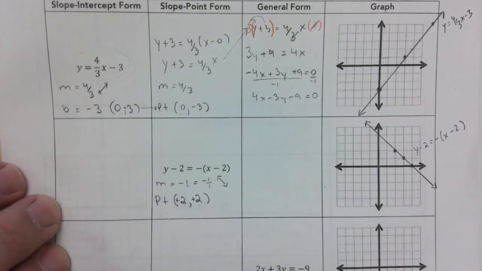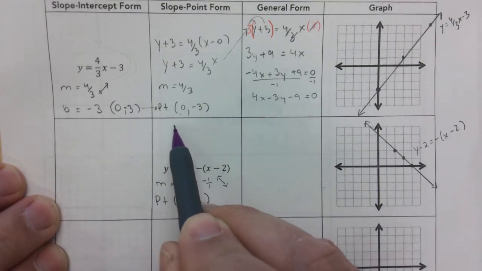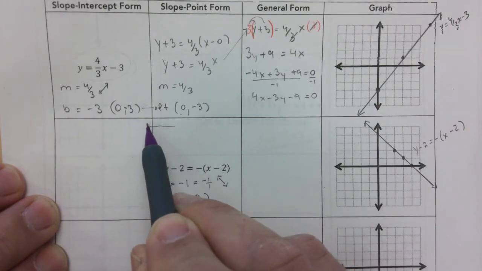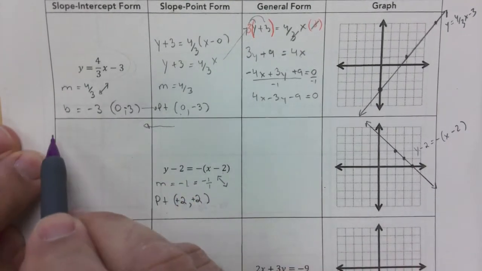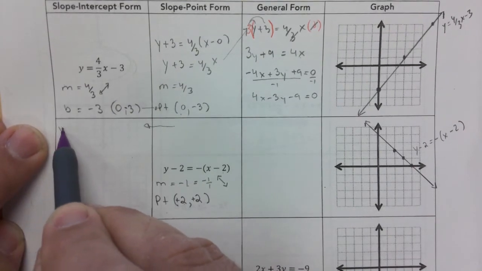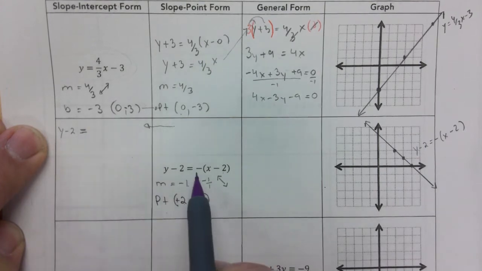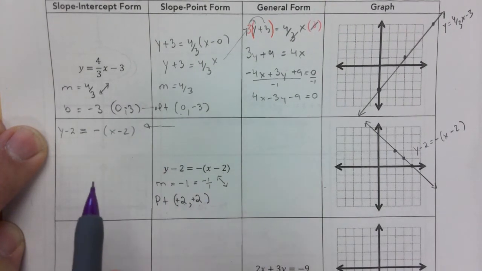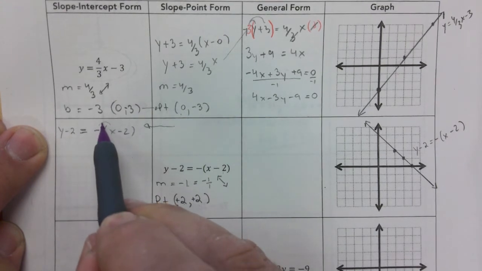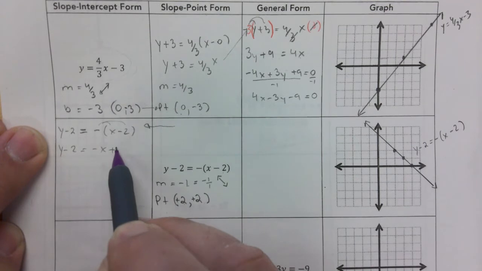Now let's rewrite. We're going to branch out, right? We're going to go from here to here. And it's just y minus 2 is equal to, watch that negative, well, I'm going to write it out here because I want to make sure you don't miss that. This negative distributes, right? So it's y minus 2 is equal to negative x plus 2.